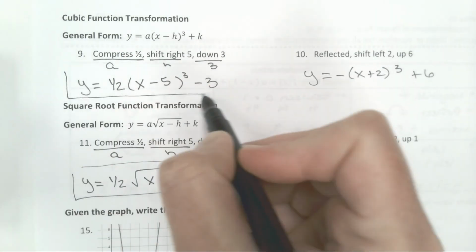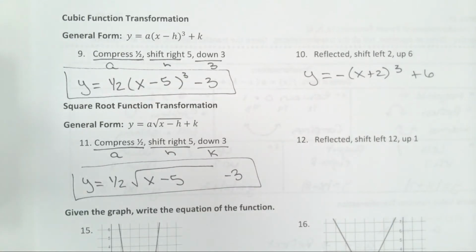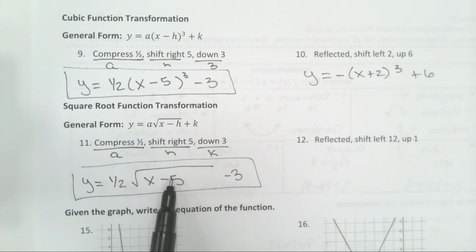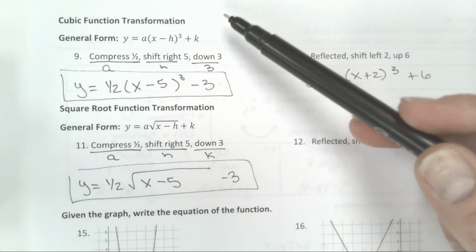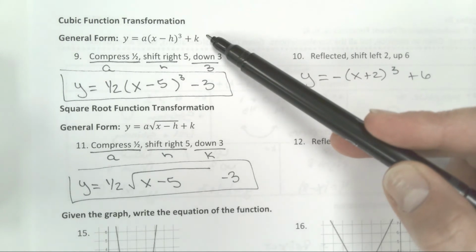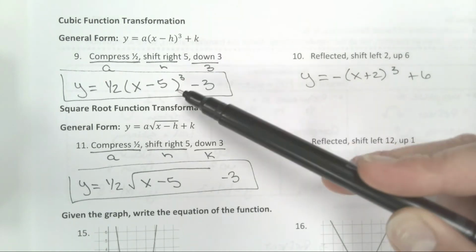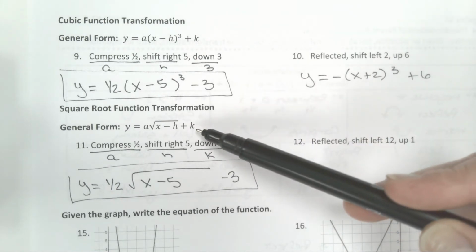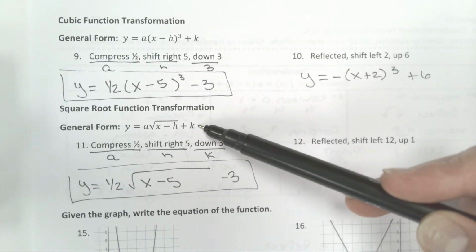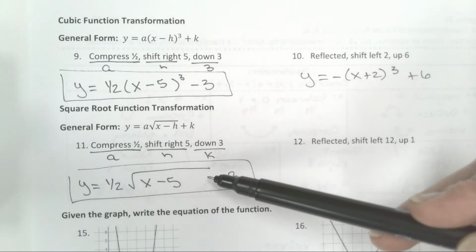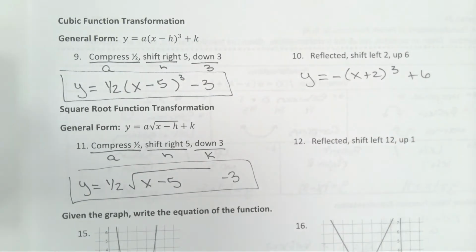So you will notice that 9 and 11 use the exact same words. So this is why we put this section together, because the only thing that you need to know is what is my general parent that I'm using. Am I using a cubic? If so, I use the parentheses with an exponent of 3, or is it a square root function, in which case I just use the square root symbol. So the words are the same, it's just which parent am I using.